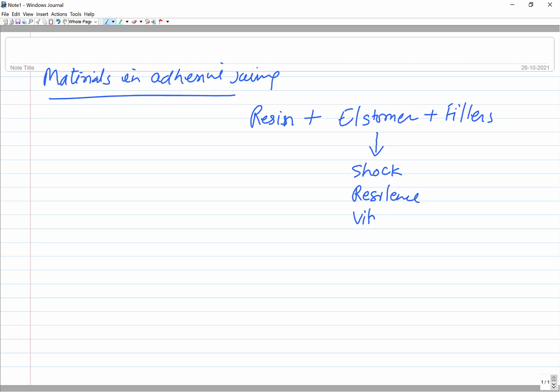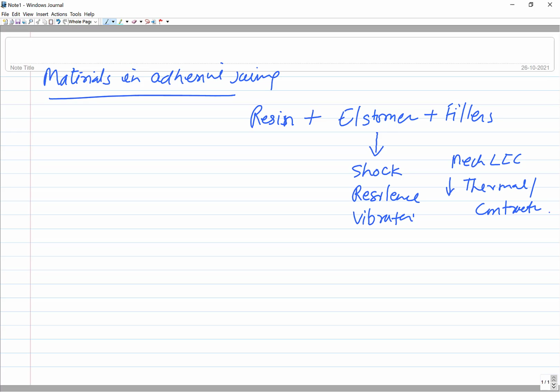improve the vibration absorption, and the fillers basically help to improve the mechanical load carrying capacity, LCC, you can say, mechanical performance. And the fillers, when they are added in the mixture to develop the adhesive joint, help to reduce the thermal expansion and contraction related things.